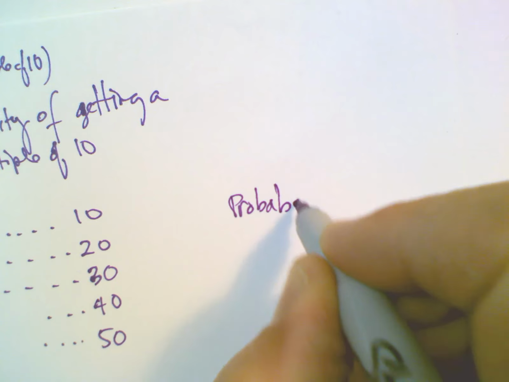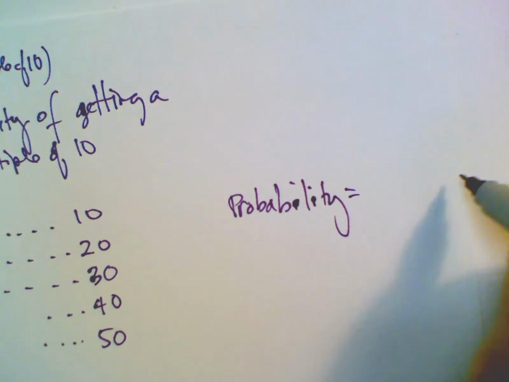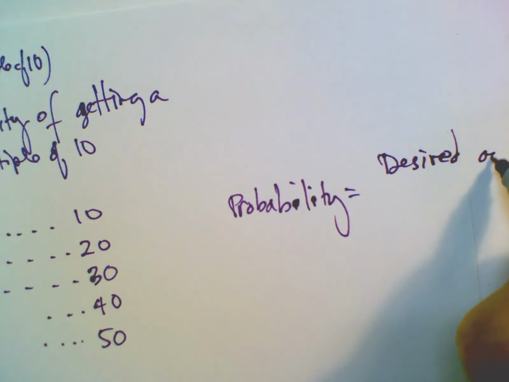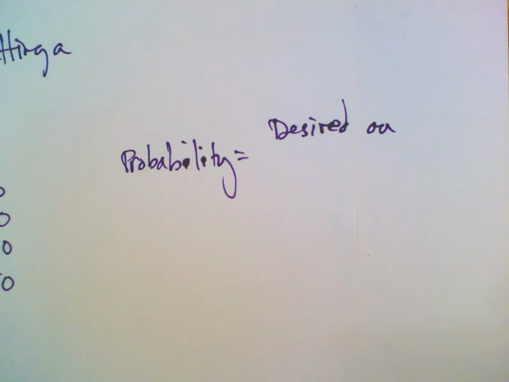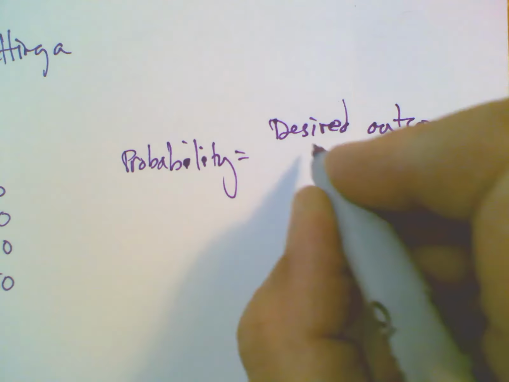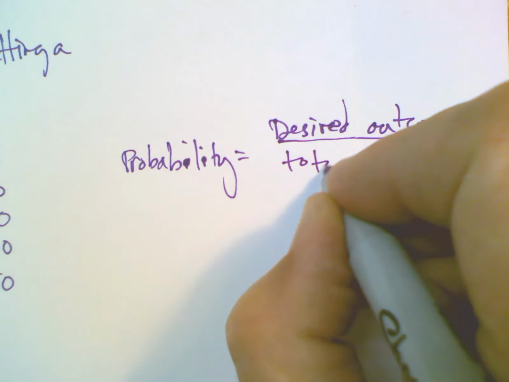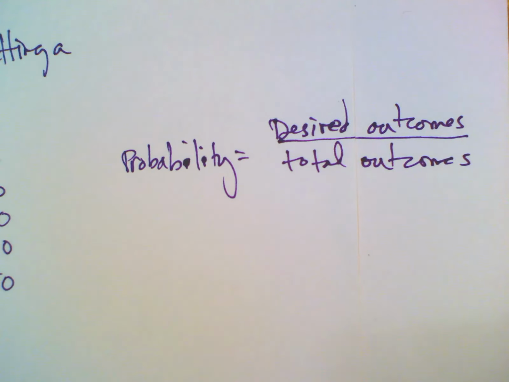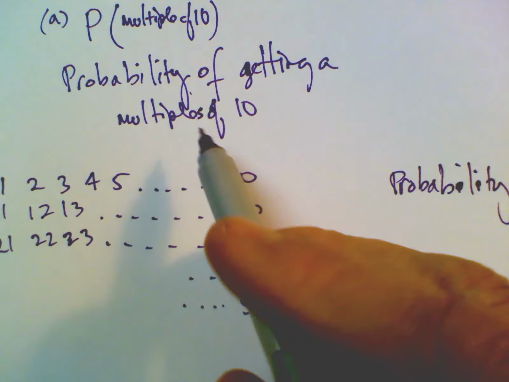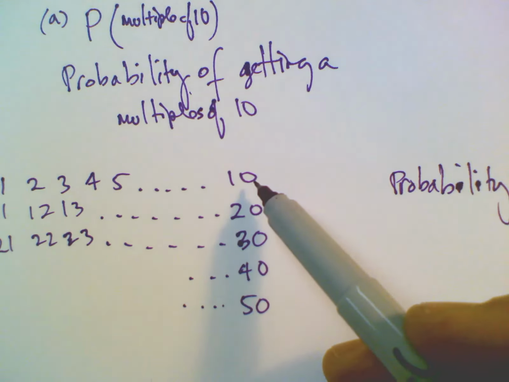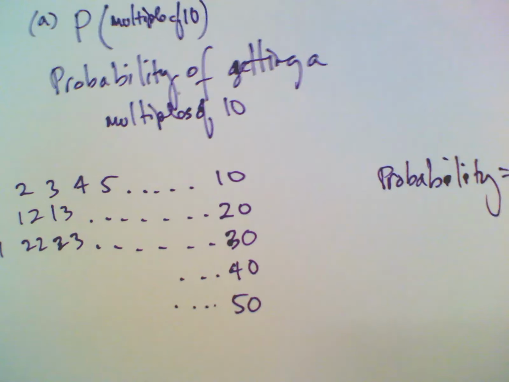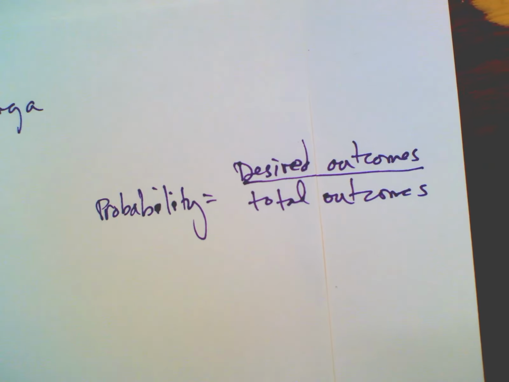Remember that probability, this is the key thing. Probability is always the desired outcomes over the total outcomes. So in this case, my desired outcome is multiples of 10. How many are there? There's 5 multiples of 10. And then probability is desired outcomes over total outcomes.